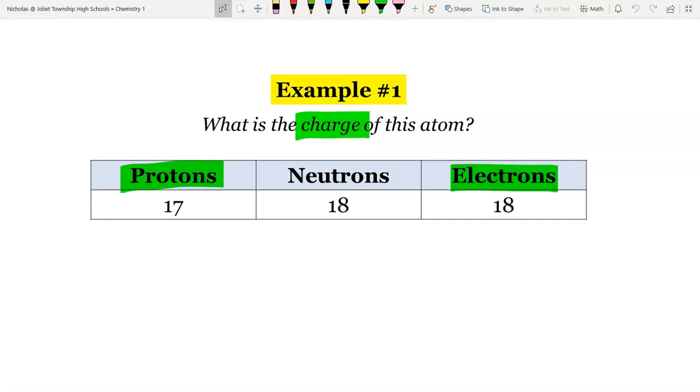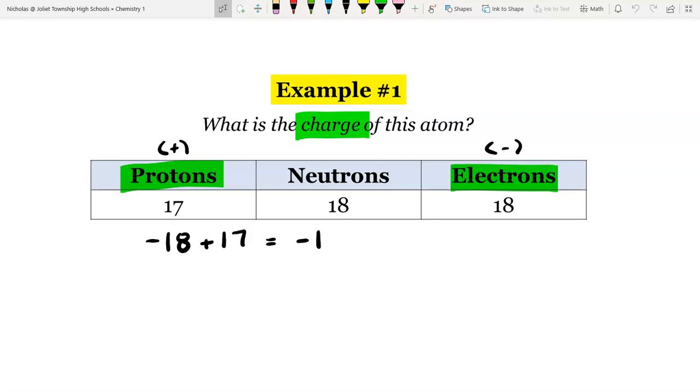Remember, the protons have a positive charge. The electrons have a negative charge. So I could write this out like a math problem. There's negative 18 from the electrons, and then positive 17 from the protons. That gives me a charge of negative 1.